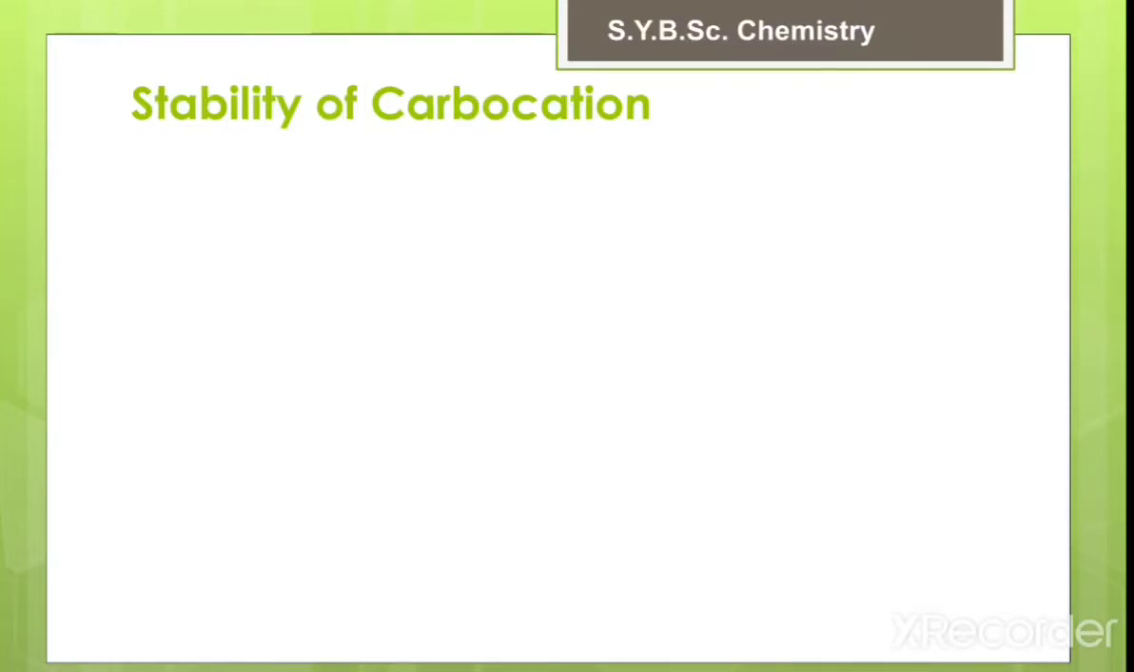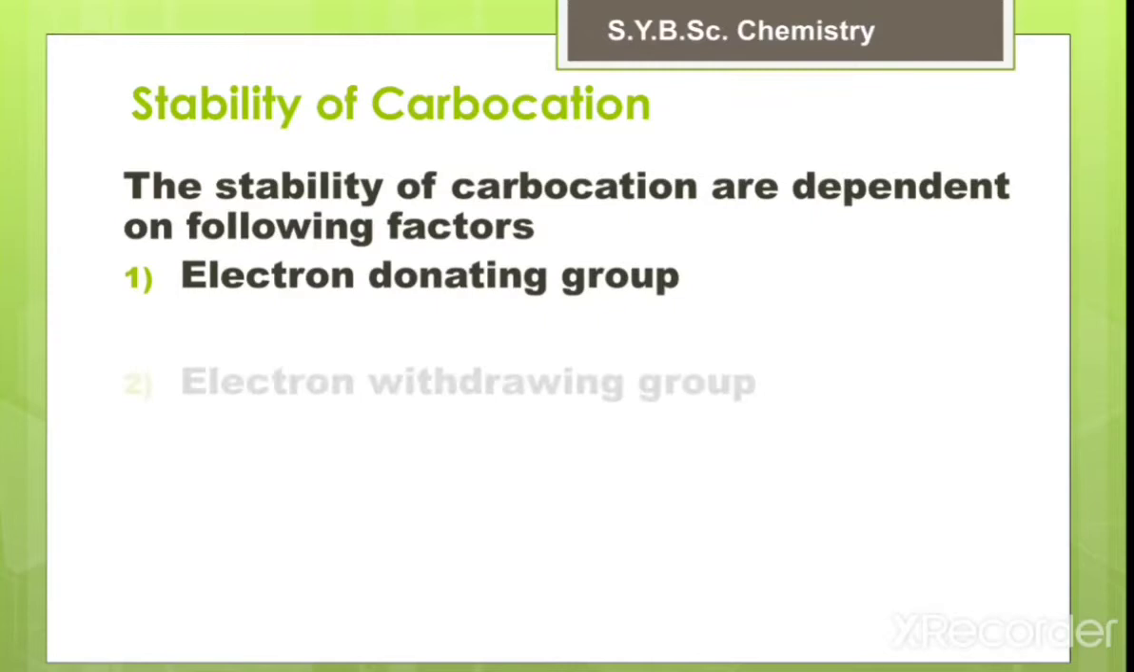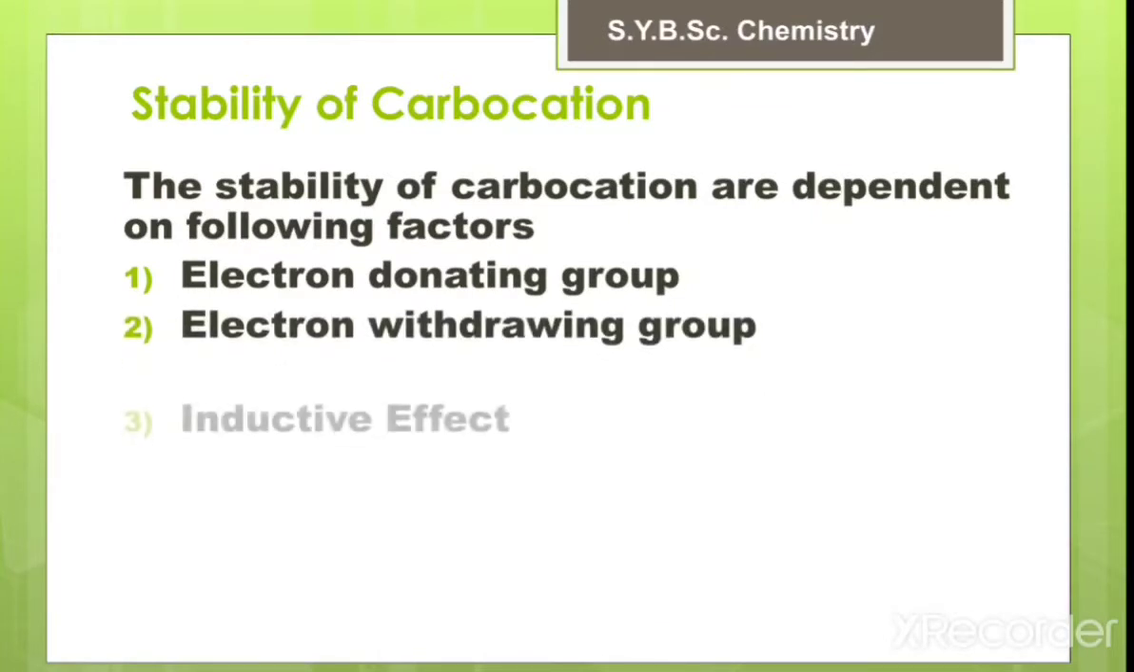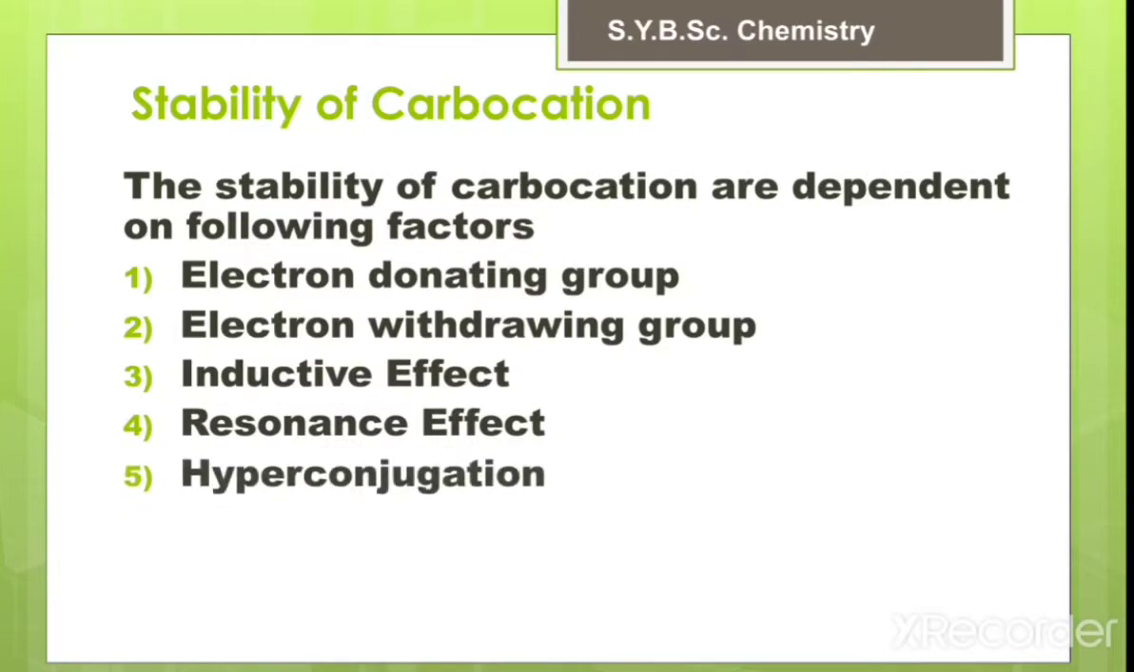This charge is more stable if it can be dispersed over the whole ion. The dispersal of the positive charge in turn depends on the nature of the R groups attached to the carbocation. And the stability of this carbocation depends on the following factors. Number 1, electron donating groups. Number 2, electron withdrawing groups. Then the inductive effect. Then the resonance effect. And the last one is hyperconjugation.